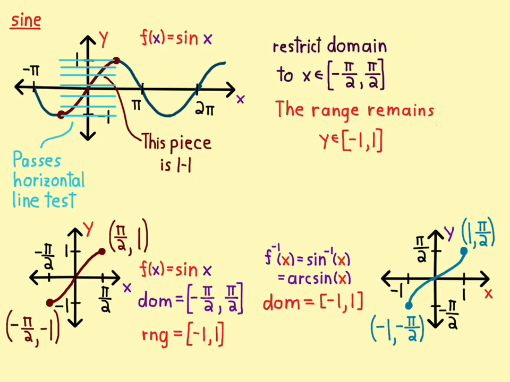Okay, so you need to know Arcsine. The domain is -1 to 1. It switches the domain, right? So the range of this piece of the sine function is the domain of the inverse here, and the domain of this piece of the sine function will be the range of the inverse. Okay, and you have to know these domains and ranges.